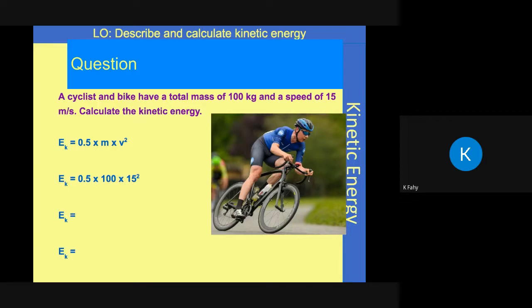So if I write down, substitute in, I've got 100 for my mass, 15 for my speed, pop all of that in the calculator, and I get 11,250. I do not need to convert this to kilojoules, but I have converted it to kilojoules to show you there what it would look like. So if I convert it to kilojoules, it's 11.25 kilojoules. All right, again, pause the video, give yourself 2 or 3 minutes, and try and answer this question.